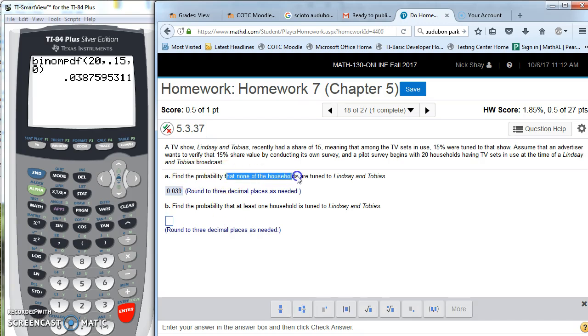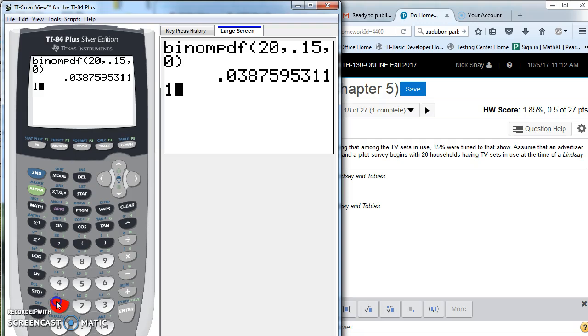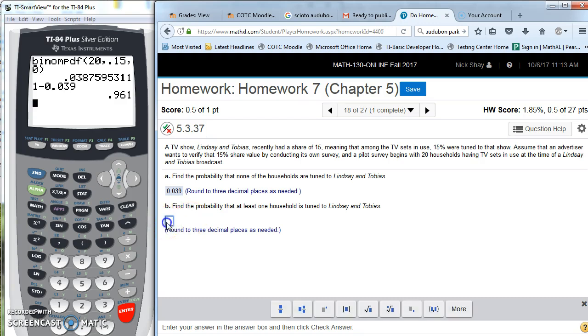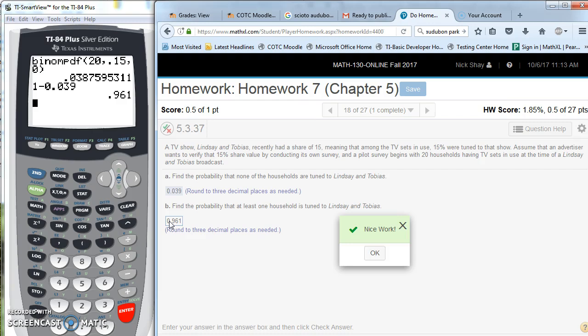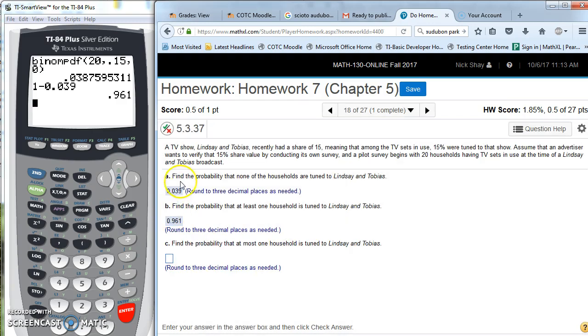We found the probability of none right here. So it's going to be 1 minus 0.039, which gives 0.961. So we just do 1 minus the probability of none to get at least one.